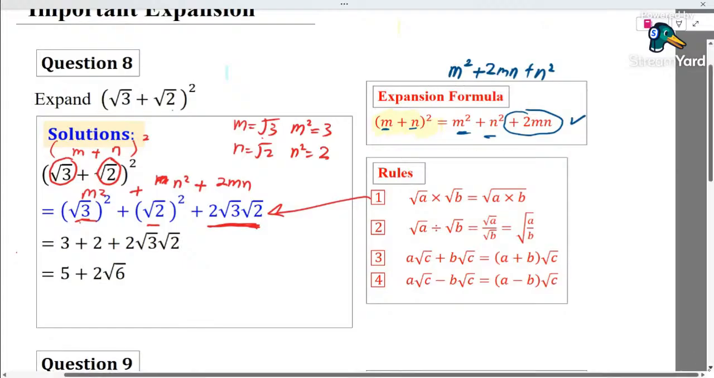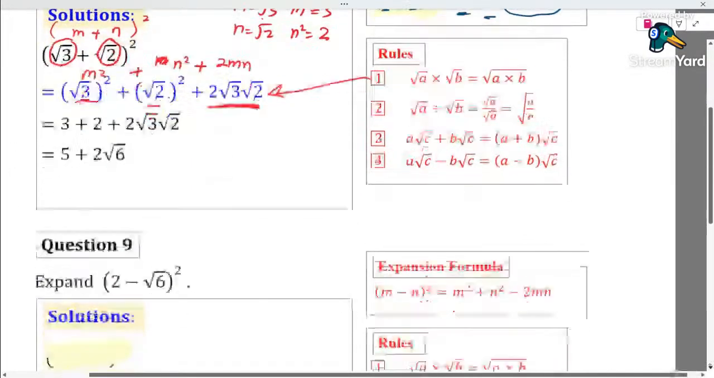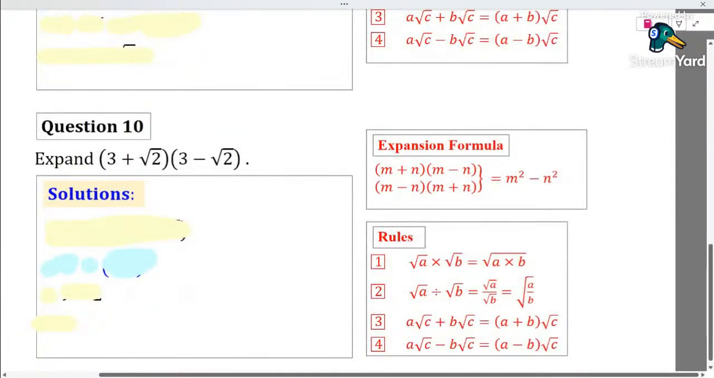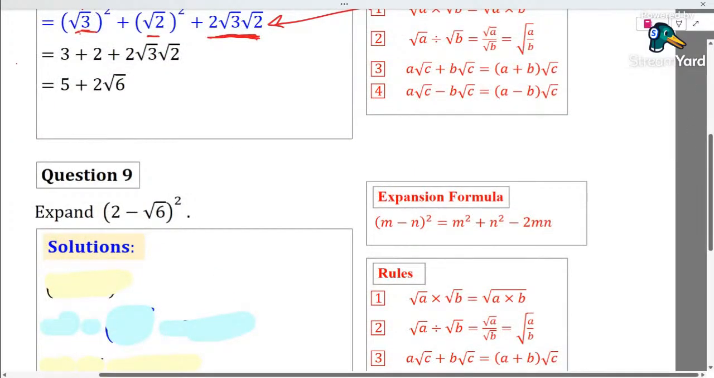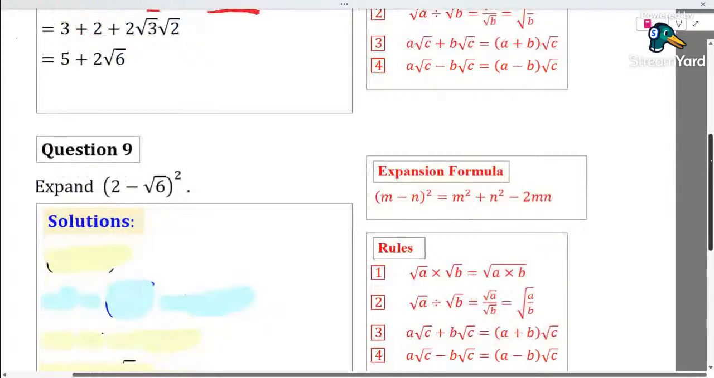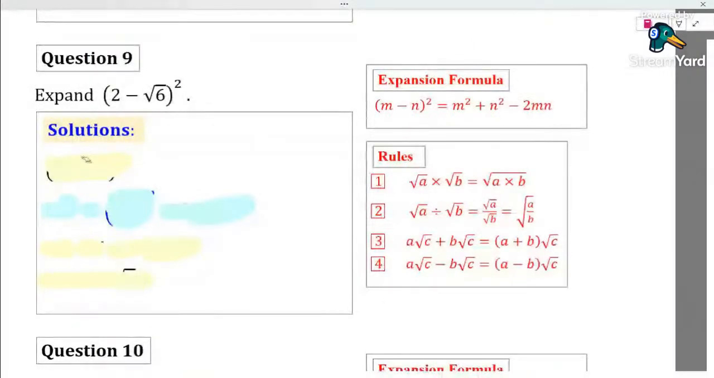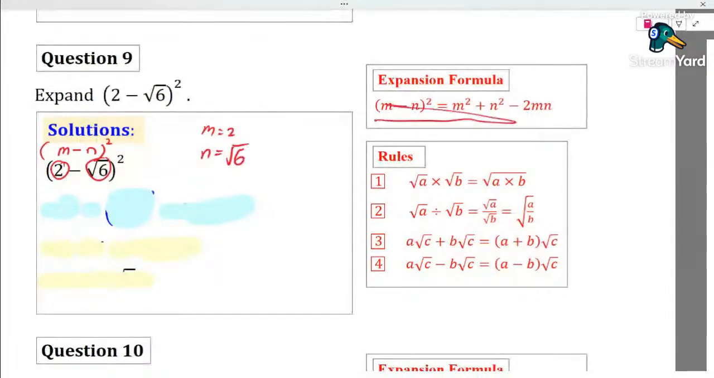Okay. Similarly, question number 9. I need you to really know how to do this expansion, especially in terms of time solving equations. Okay, go on. So now the similar case here. What is the formula we want to use? m minus n, and then the whole thing squared. Your m is equal to 2, n is equal to square root of 6. Refer to this expansion formula given.